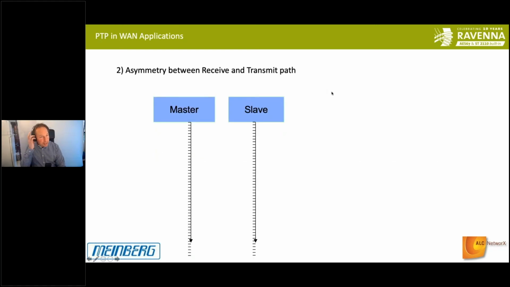So the second challenge actually is the asymmetry between the receive and the transmit path. What does this actually mean? So you have, for example, a sync message that comes from the master to the slave, or how it should now be called, from the leader to the follower. And you have in the reverse direction a delay request message from the slave to the master. And it can be that they have different latencies, different times through the path that they take.